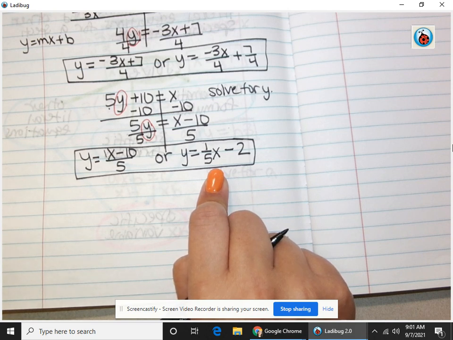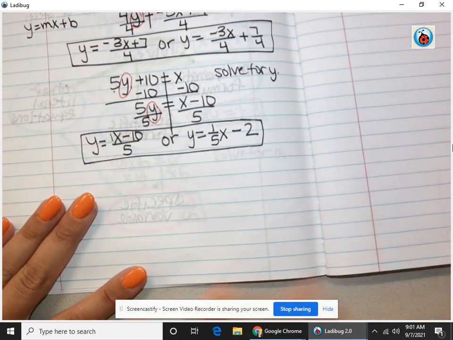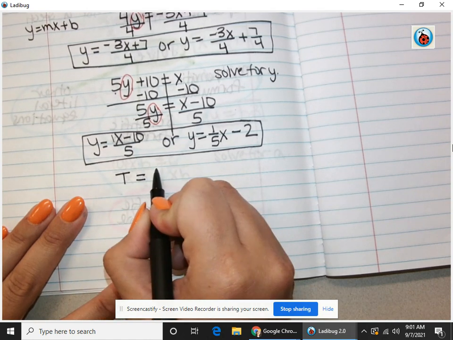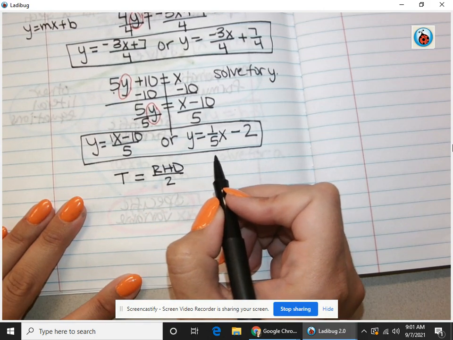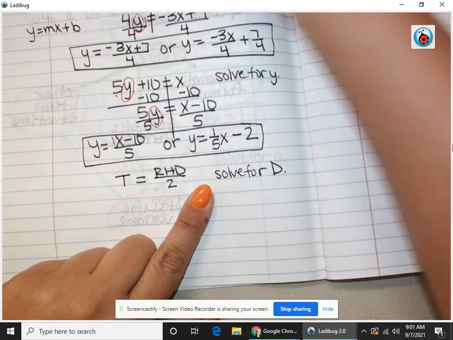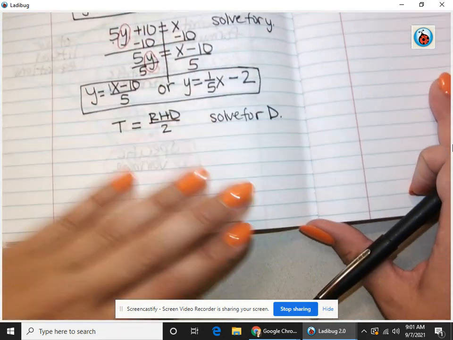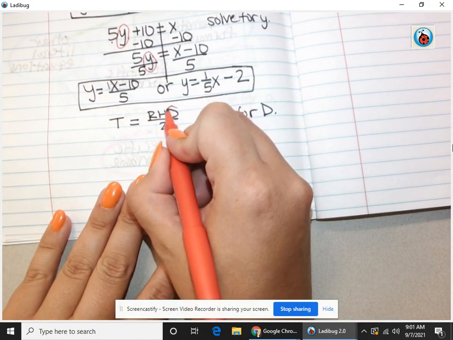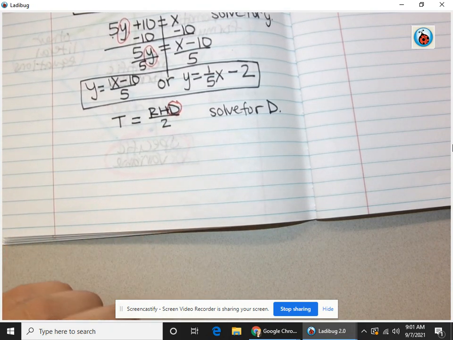Okay, let's do one more just as a reminder. Let's do, if I have t equals RHD divided by 2, and we want to solve for D. I want to get D by itself.